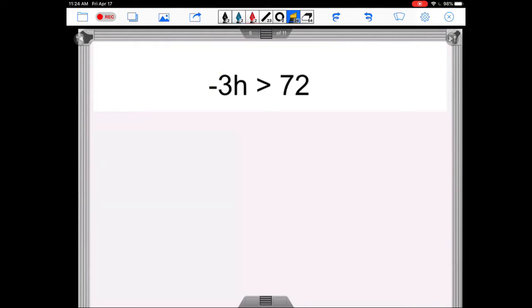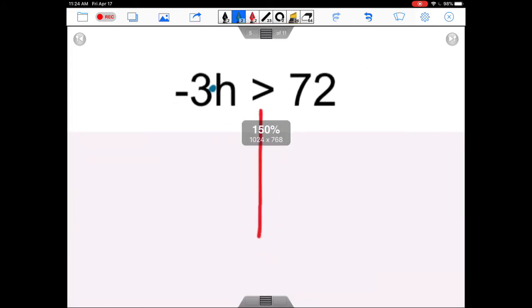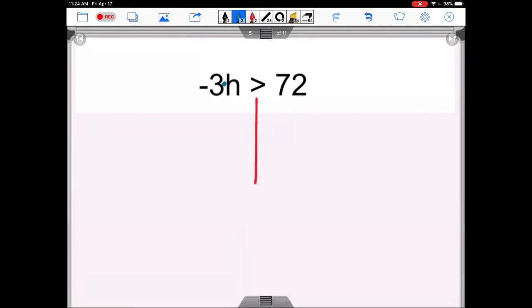Well, here's the special thing when we multiply and divide with negative numbers. We have to flip whatever our inequality sign is. So for example, let's solve this one like we normally would. We're going to draw a line down our inequality that says -3h is greater than 72. Remember, these are next to each other. That's a coefficient, so we're multiplying.